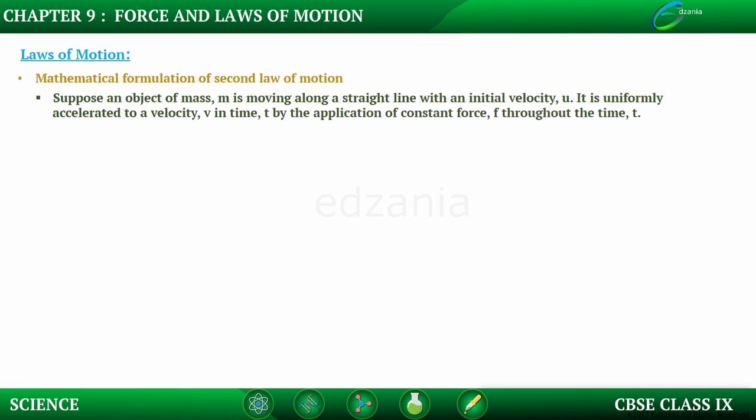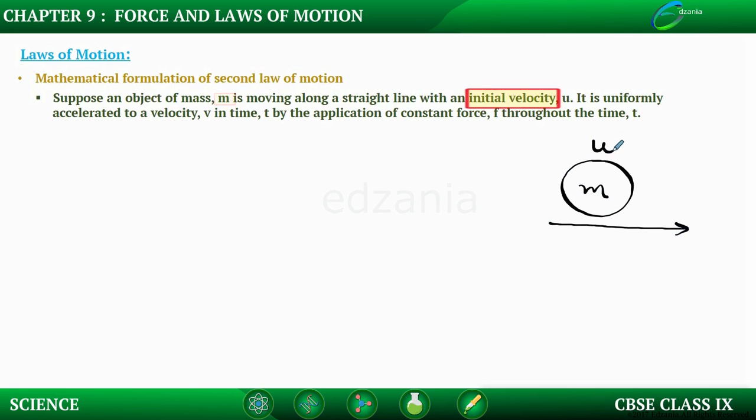For the mathematical formulation of the second law of motion, we will consider an object of mass m which is moving along a straight line with initial velocity u. So what is the initial velocity? Initial velocity is the velocity of this object with which it has started moving from rest. This object is uniformly accelerated over time t to reach velocity v, and it is acted upon by a constant force F during this time period t.